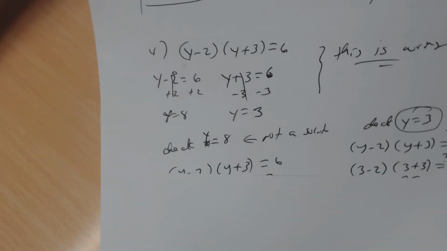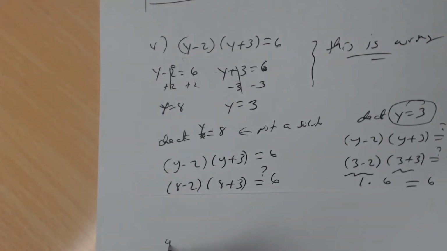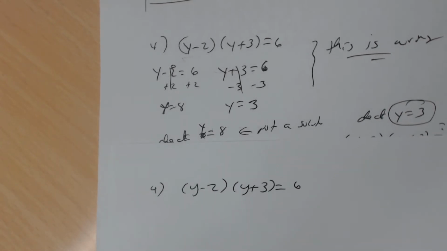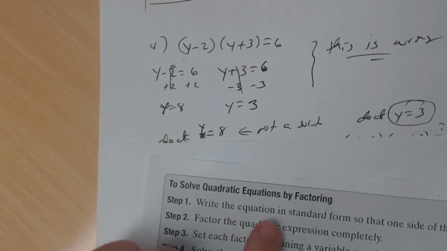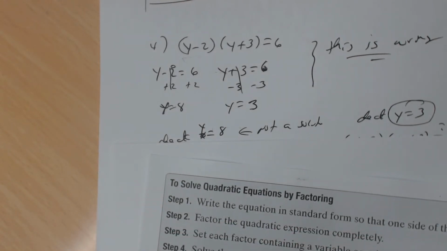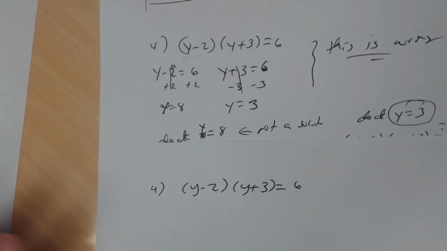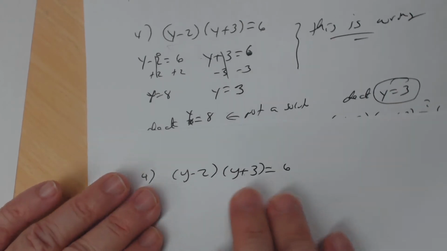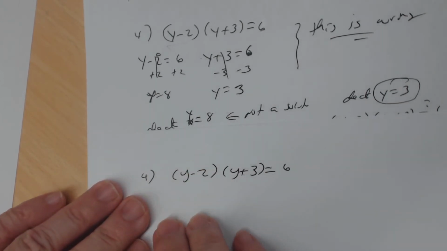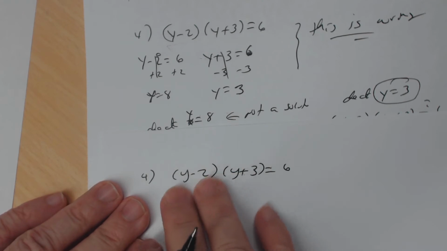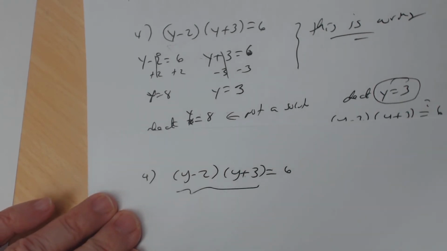So here's what you would do in number 4. You would have y minus 2 times y plus 3 equals 6. Step 1 says, write the equation in standard form so that 0 is on the other side. The first thing you have to notice is that 0 is not on the other side. So the first thing you have to do is get rid of these parentheses here. So I'm going to use the FOIL method.